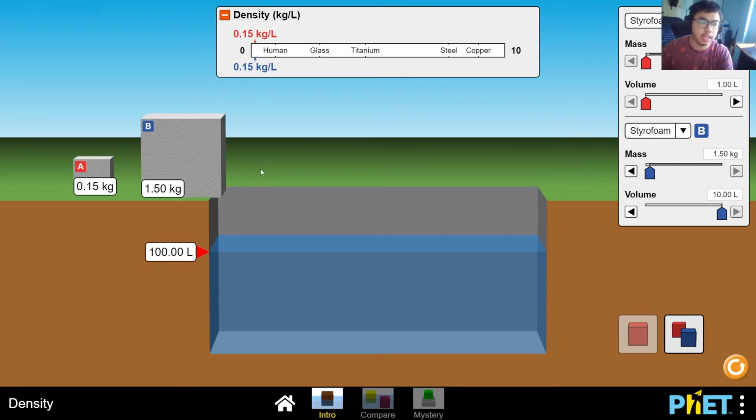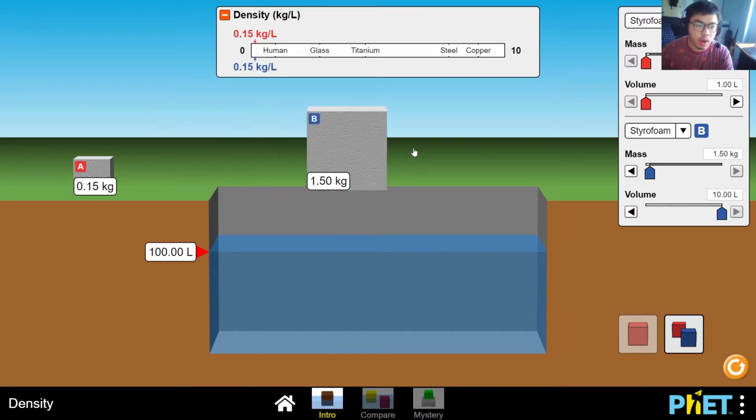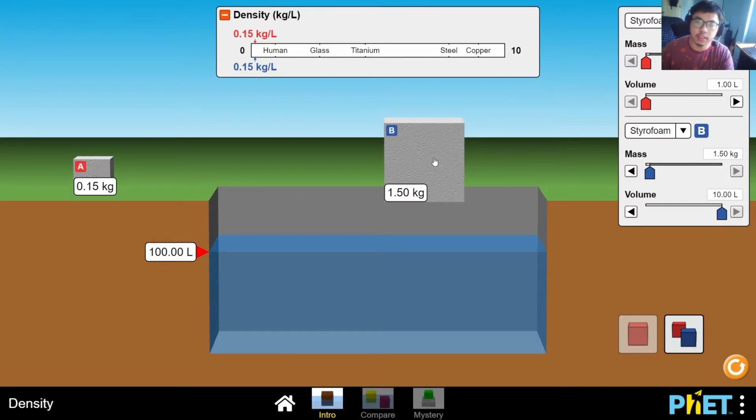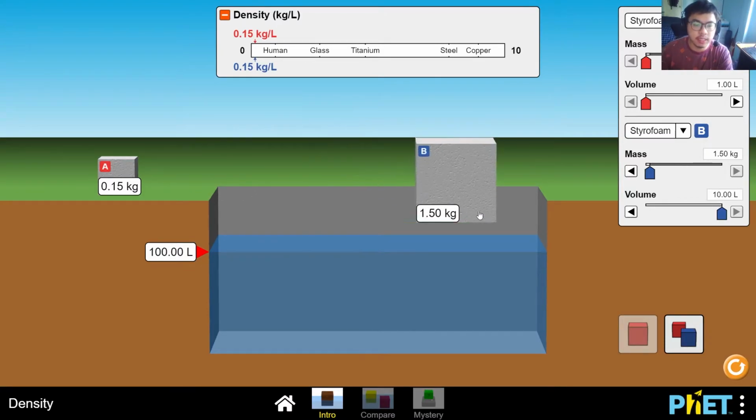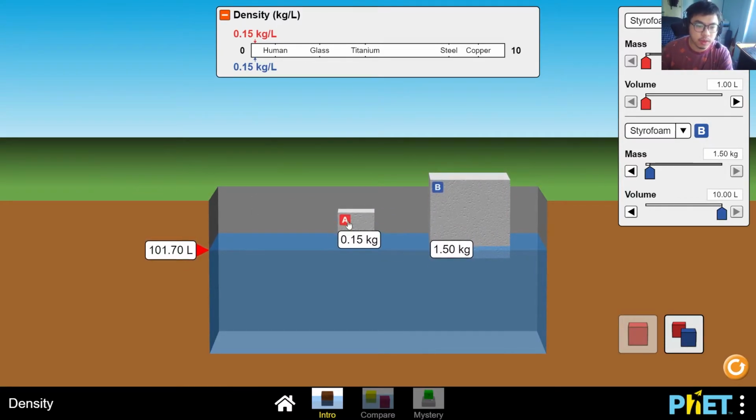Okay, here again, I have styrofoam. One is 1.5 kilograms, and it's a very big styrofoam. The other is the small styrofoam. But they're both styrofoam. They both are the same substance. Both of them have the same density. So both of them will do the same thing when you put them in water.